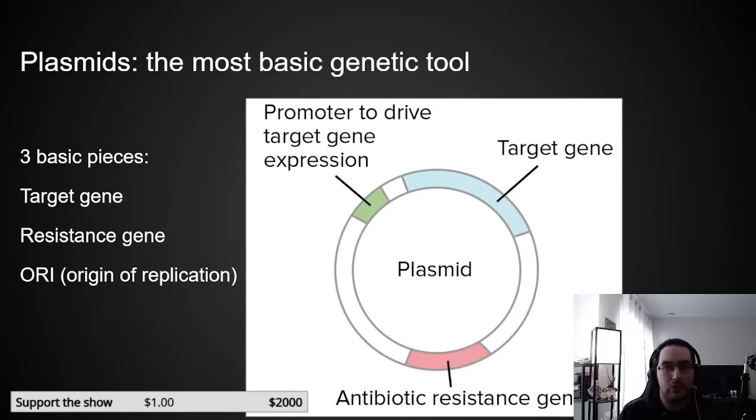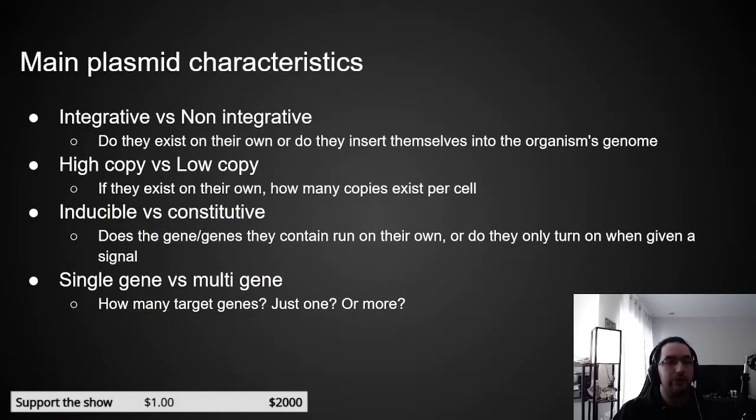So this is where we get into high copy versus low copy. And I think on the next, yeah, okay. So these are the main characteristics of a plasmid. Basically, when you're designing DNA, these are all the sorts of things that you need to be taking into account because they're going to ultimately set the properties of the thing, right?